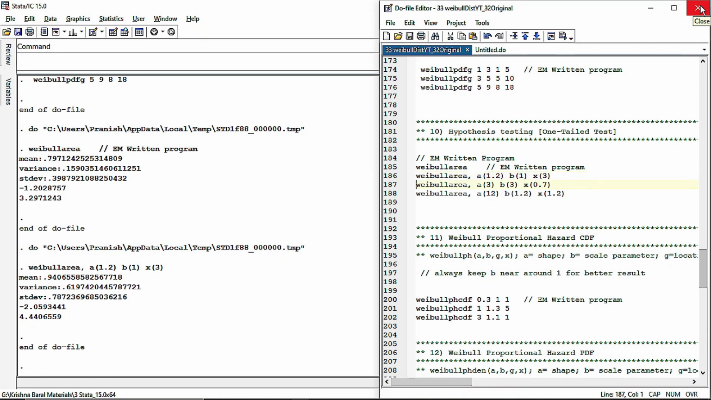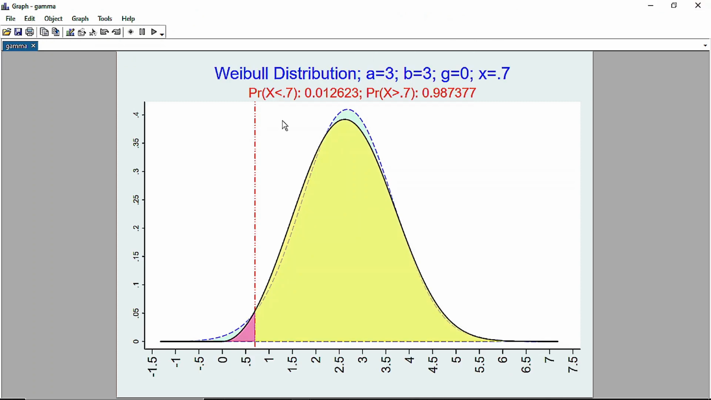Now let us see another variation. If a process follows a Weibull distribution with a shape parameter 3 and the scale parameter also 3, and we want to do the one tail test whether the value of x is equal to 0.7. This is the graphical representation of that situation. Our null hypothesis, x is equal to 0.7, and the alternative hypothesis whether x is less than 0.7, our left tail test, and x is greater than 0.7, our right tail test. Again, for the right tail test, we fail to reject the null either for the significance level of 5% or 1%, because the p-value is quite greater than our significance level, and in that case we conclude that the value of x is 0.7.